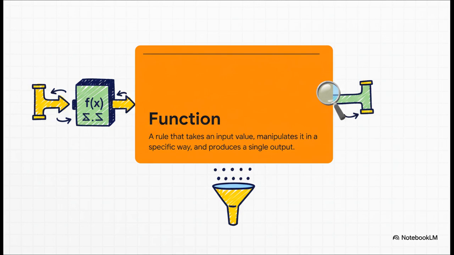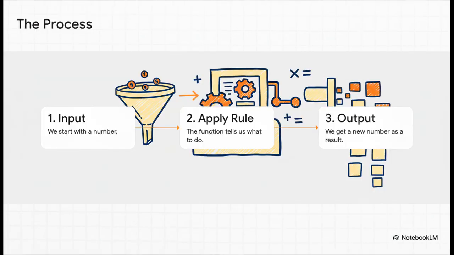So let's put a slightly more formal definition on that. A function is a rule that takes an input value, does something to it in a very specific way, and this is the important part, produces a single output value. That's the key. For every one thing you put in, you get exactly one thing out. No surprises, no maybe this or maybe that, one input, one output, every time. And this process is always the same, which is what makes it so reliable.